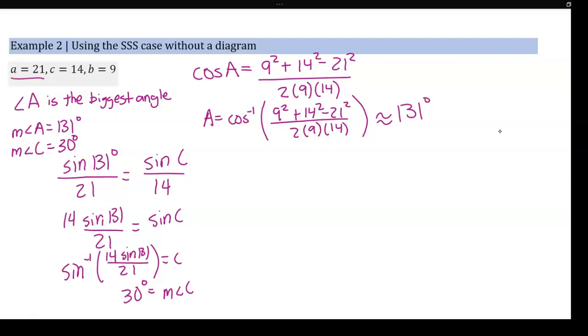Cool. So now last is to find angle B, and that's going to be pretty easy. The measure of angle B is just going to be 180 minus 131 minus 30, which would make angle B 19 degrees. All right, so that's us using side, side, side again. Solve for the largest angle first, and then solve for another angle, and then use the triangle sum theorem.